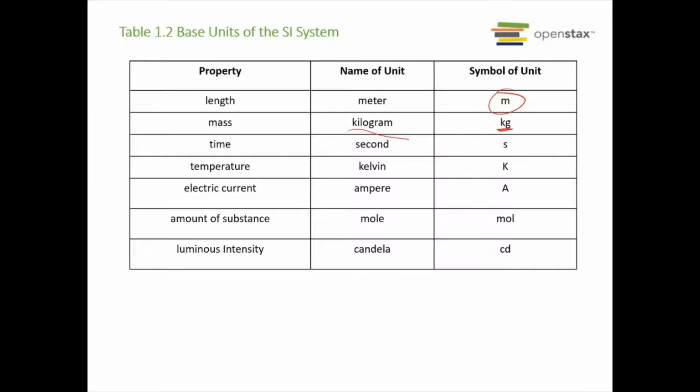Temperature is Kelvin, with a capital K. Electrical current is amperes, with an A. Amount of substance is the mole, which the symbol is MOL. Don't get me started on how lazy chemists are. We can't even add an E to mole. And luminous intensity is the candela, and its symbol is CD. In general, we're going to be focusing on these top 4 and the mole in this class.